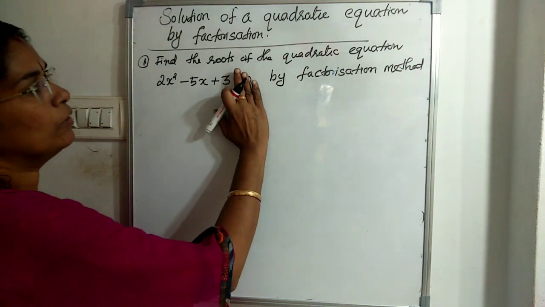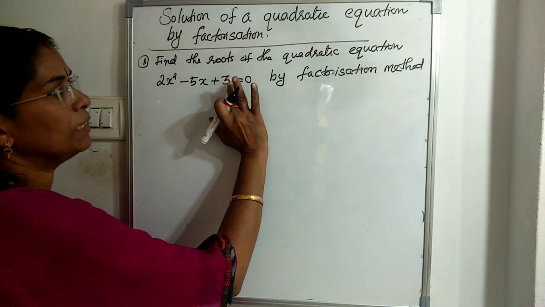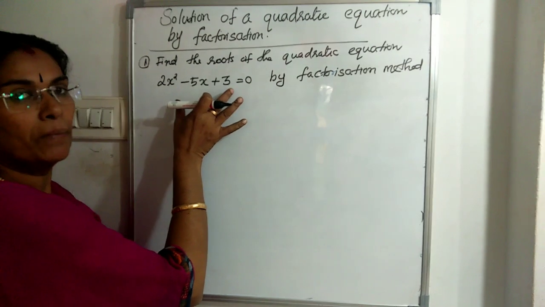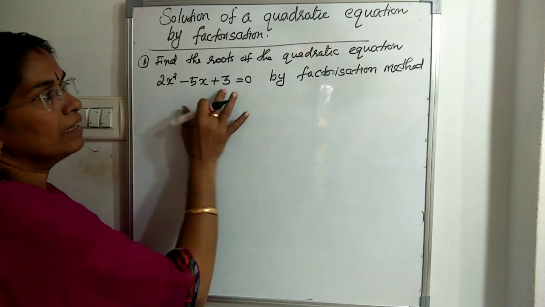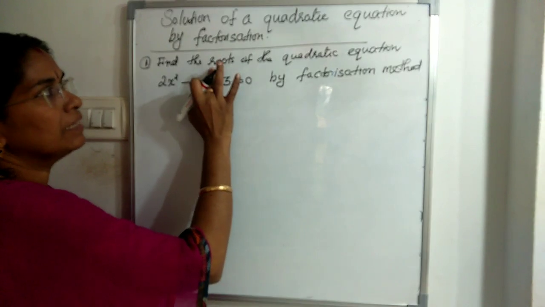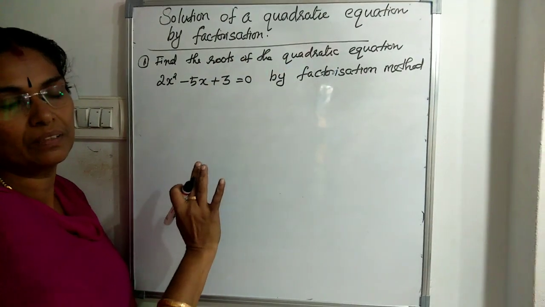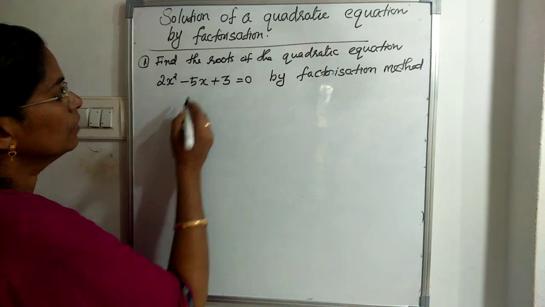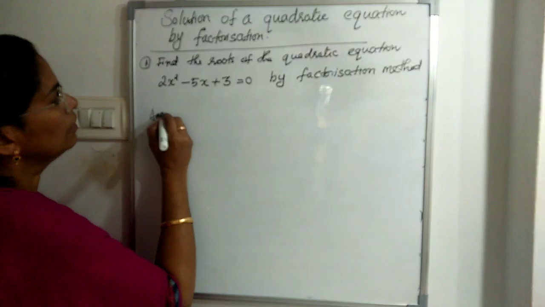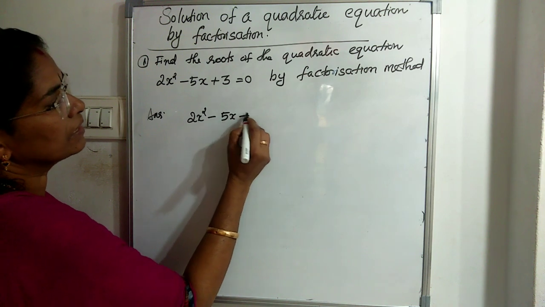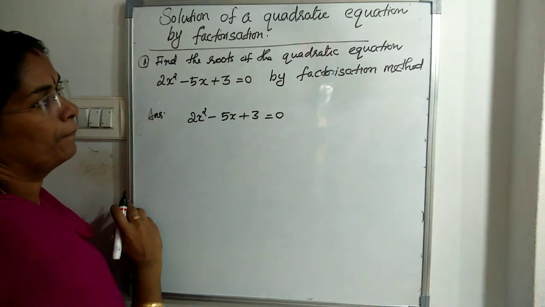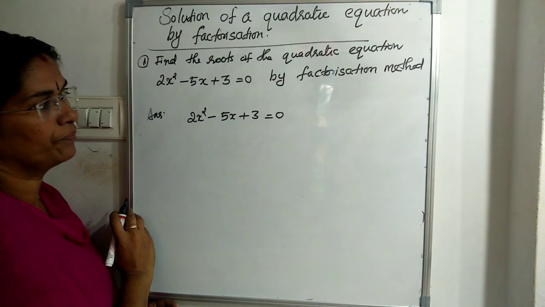If it is not equal to 0, we say it is a quadratic polynomial. We find the zeros of the polynomial by splitting the middle term. Here it is equal to 0, so we say they are the roots of the quadratic equation. That is the difference. Okay, we can solve. First we write 2x square minus 5x plus 3 equal to 0, our given quadratic equation.